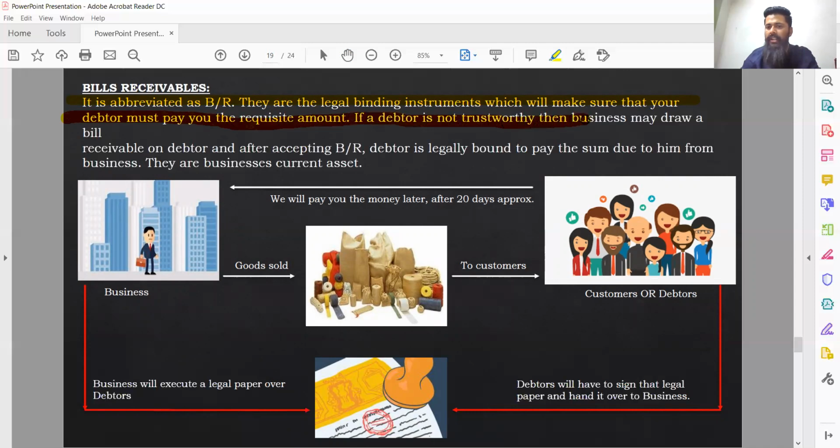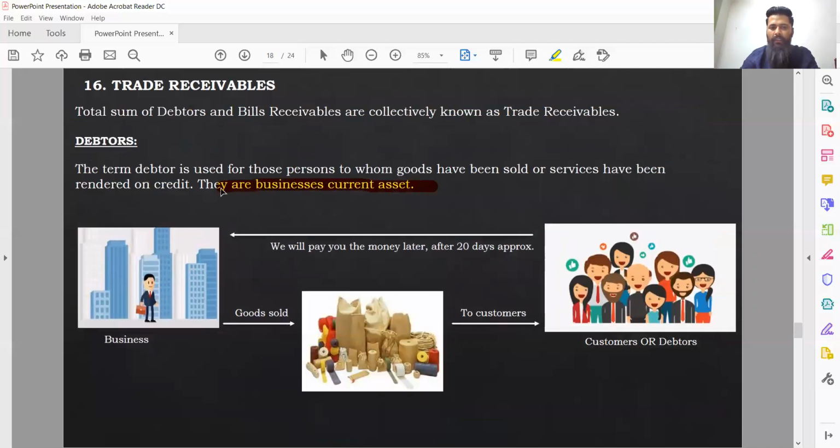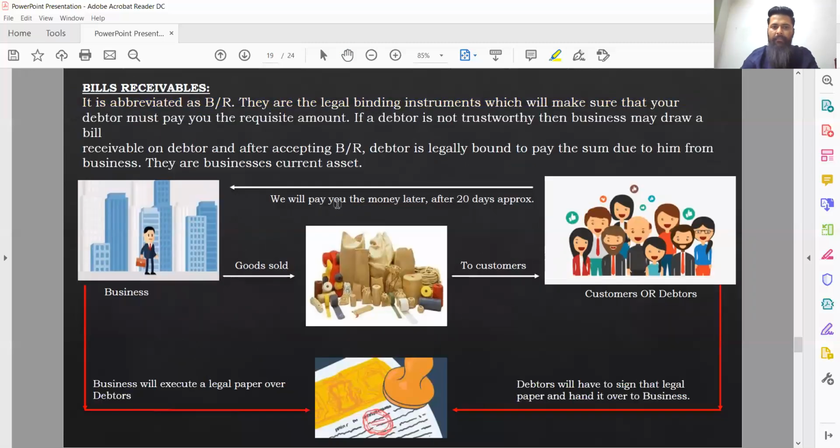If a debtor is not trustworthy, the business may draw a legal document, a bill, over the customers to bind them to pay the sum after a certain period of time. Bills receivable also fall under the category of current assets, same as in the case of debtors. Both debtors and bills receivable are examples of current assets.